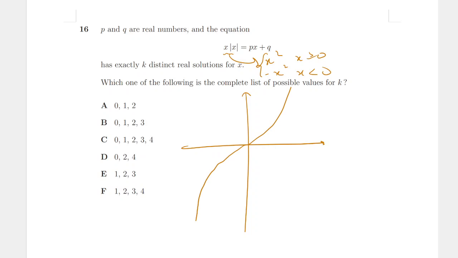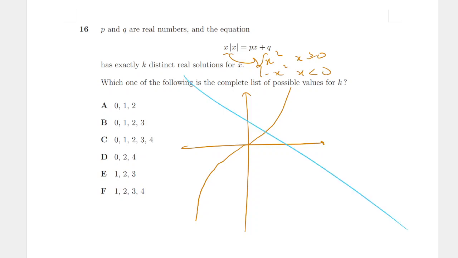Good. How about the right-hand side? The right-hand side is px plus q, and I have no restriction on the choices of p and q. It just says they're real numbers. So px plus q is just random straight lines, random linear functions that I can draw on this graph. Okay, so let's try this.